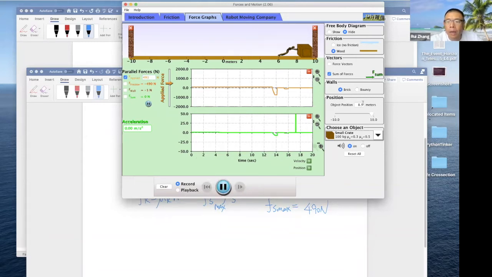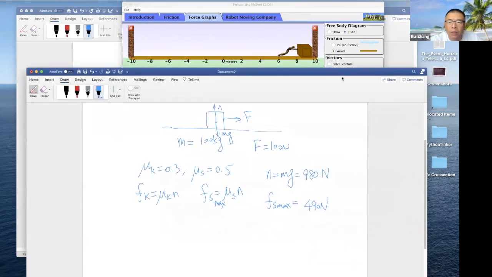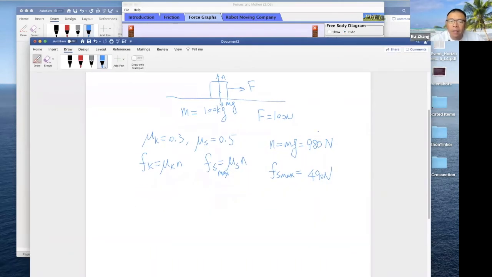Sorry, let's go back to zero. See, even if it's 491, it moves, because it's just a little bit bigger than the static friction. So the first thing I want you guys to understand from this lab is the maximum static friction. The force you use has to be bigger than the maximum static friction.